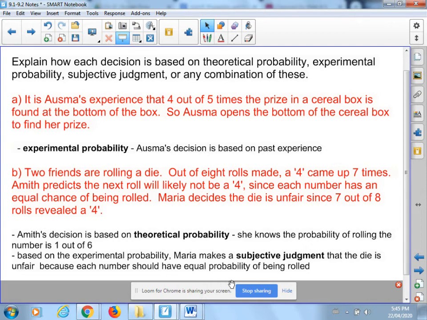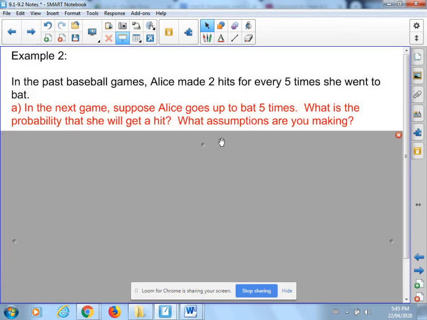Based on the experimental probability, Maria makes a subjective judgment that the die is unfair because each number should have equal probability of being rolled. So because it did not follow the theoretical probability, because it was not close, she is saying that it is not fair. That is her judgment. That is her opinion.